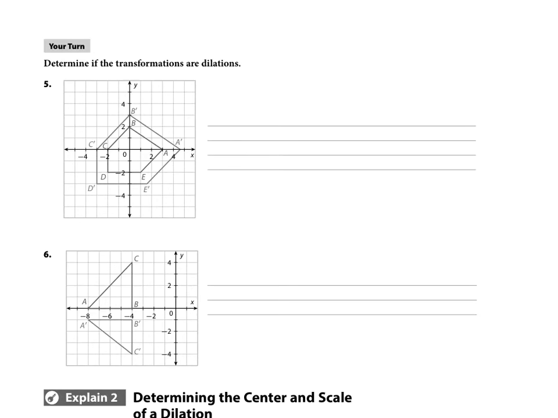So I'm here on page 580, and here's where you're going to be doing your turns. Keep in mind the questions that we asked ourselves about the dilations on the previous page, and go through question by question. That's why you have so many lines next to each one here, and determine whether it's a dilation or not. So pause the video here before we go on to the next part.